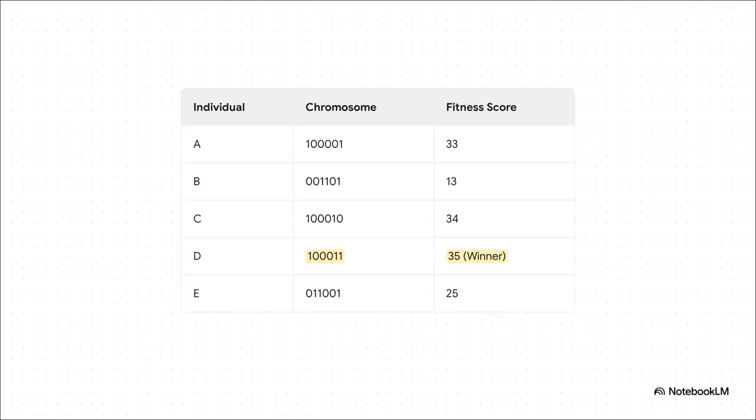We've got to decide which of our solutions get to pass on their genes. A really common way to do this is called tournament selection. You just grab a few random individuals from the population, see who has the highest fitness score, and congratulations! The winner, in this case individual D, gets to be a parent. You do this again and again to create a pool of winners.